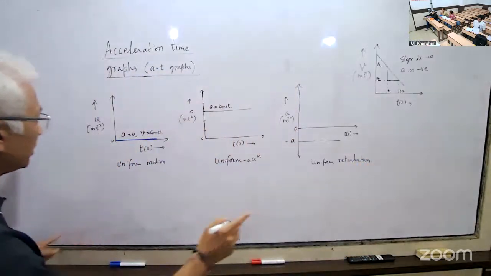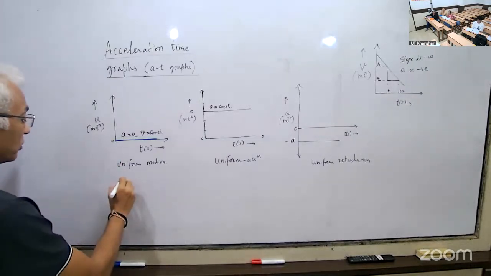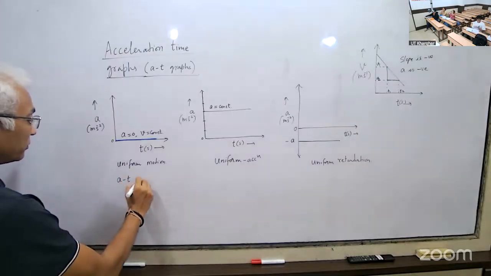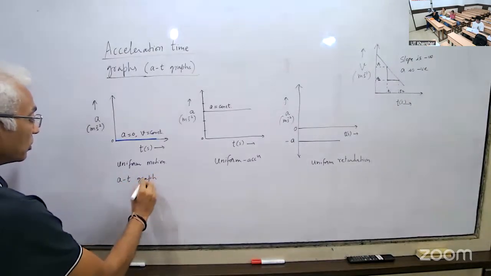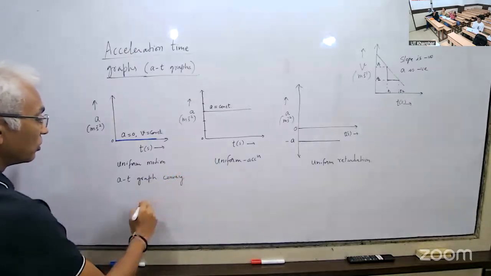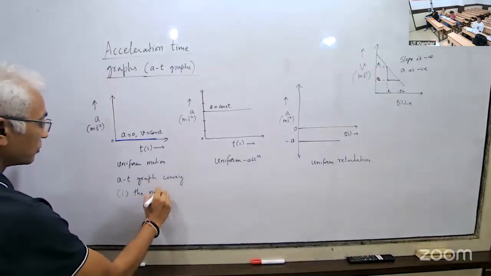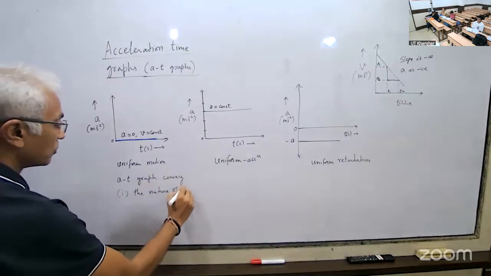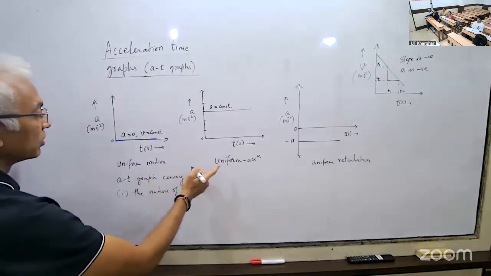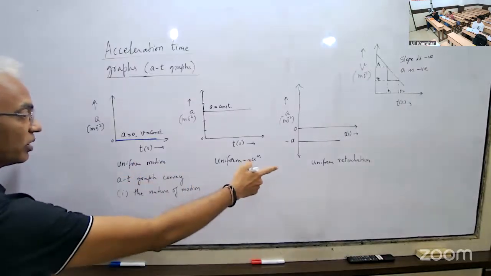Okay, so we have got three AT graphs. What do they convey? The nature of motion. Whether it is uniform motion, uniform acceleration, or uniform retardation.